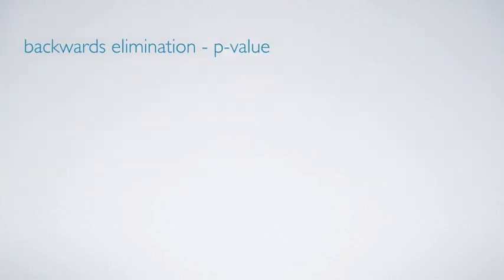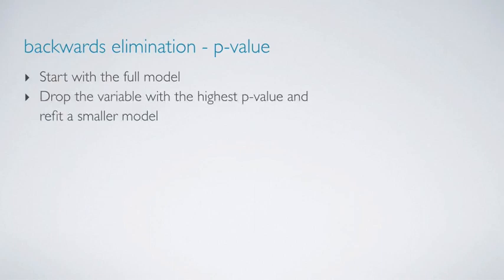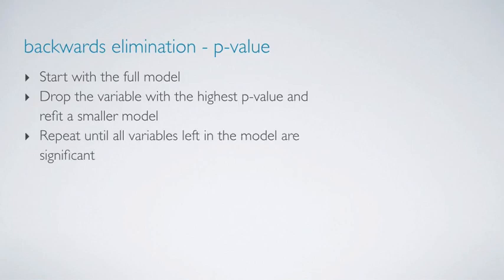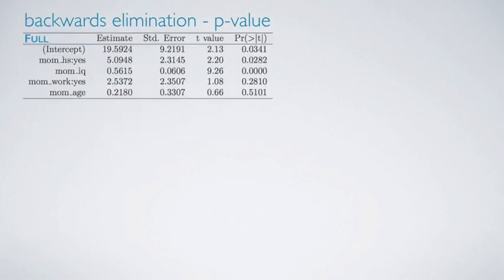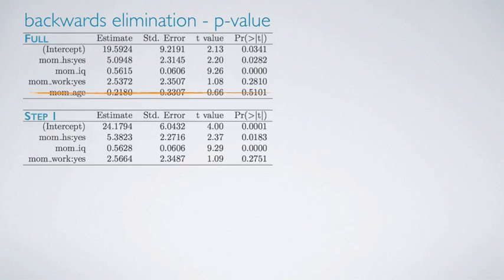In backwards elimination using the p-value method, we once again start with a full model, then we drop the variable with the highest p-value and refit a smaller model. We repeat this until all variables left in the model are significant. To give an example, here is our full model where we were predicting the kids' cognitive scores from the 4 predictors, and the variable with the highest p-value is mom's age. So in the first step, we remove mom's age from the model and refit the model again using only high school status, IQ, and work.